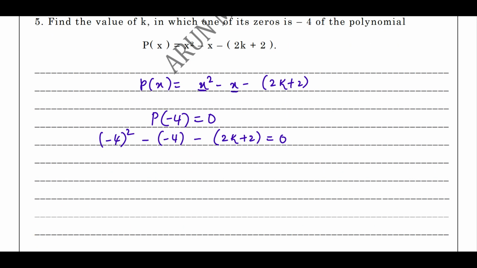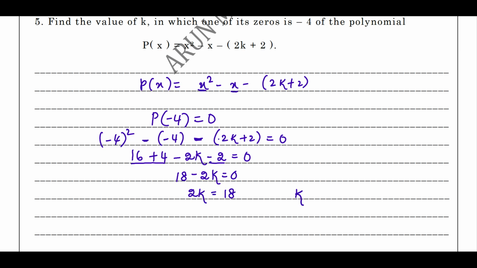Minus 4 whole square is 16. Minus into minus is plus 4. Now multiply: minus 2k plus into minus minus 2 equals 0. Now 16 plus 4 is what? 20. 20 minus 2 is 18. Minus 2k equals 0. Shift minus 2k, what you get? Plus 2k equals 18. Now k equals 18 by 2. What you get? K equals 9.